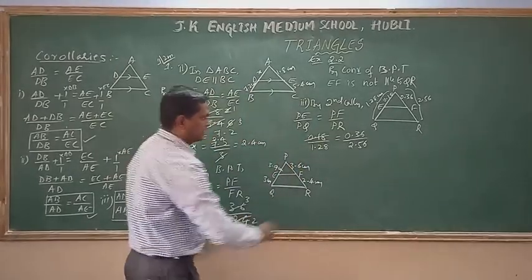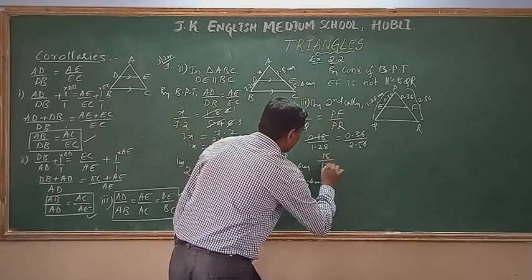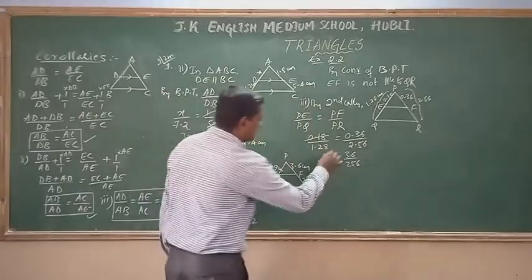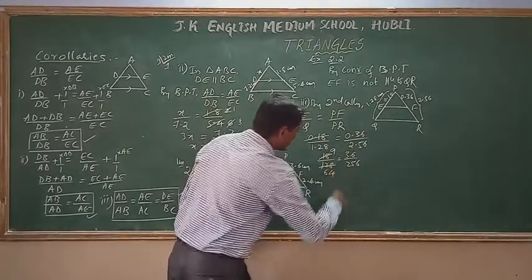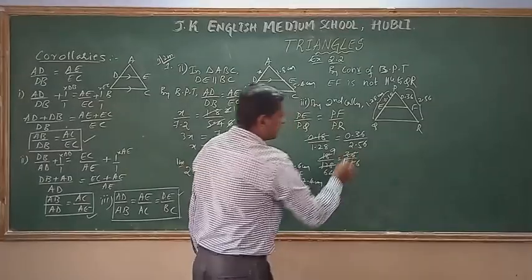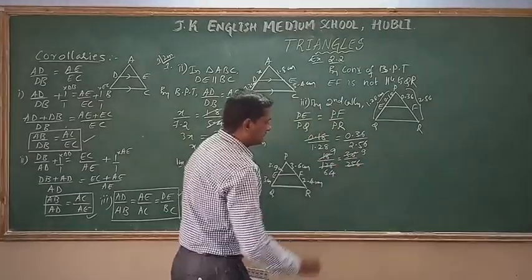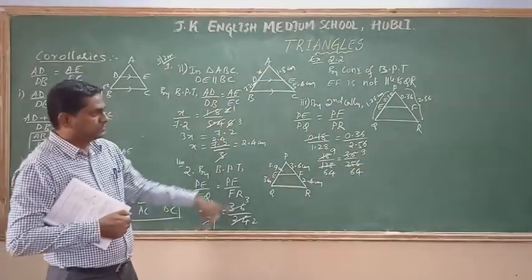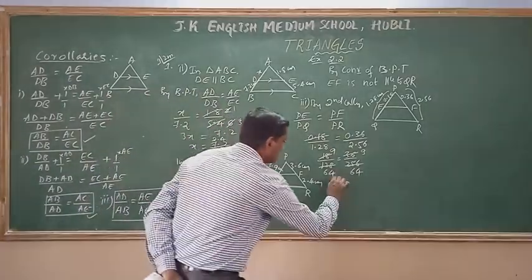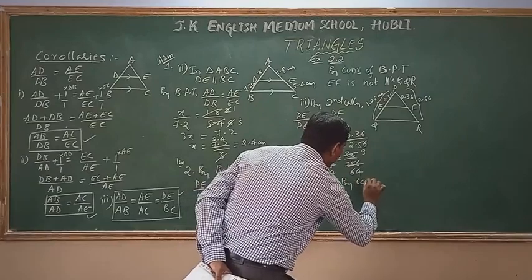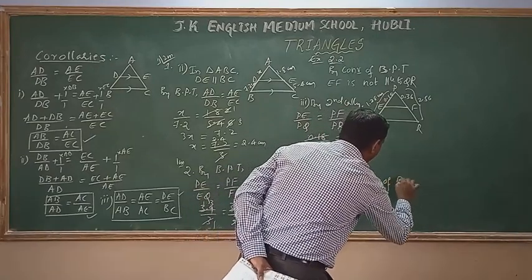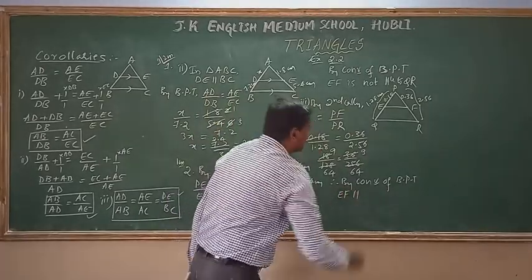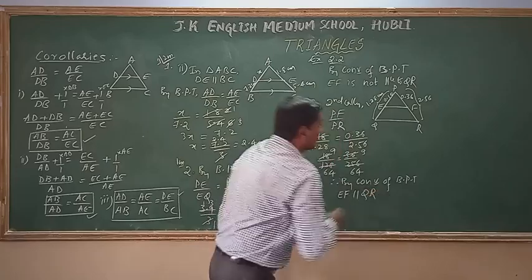Let me write down once again: 18 upon 128 is equal to 36 upon 256. So 2 nines are 18 and 2 sixty-fours are 128. Let me cancel this by 4, nines and here also sixty-fours. So it is very clear that both the ratios are equal. Therefore by the converse of BPT, EF is parallel to QR.